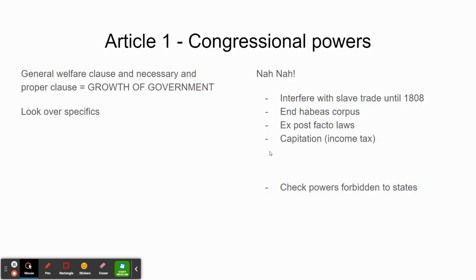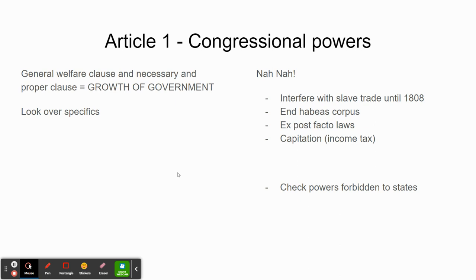Article 1, Congressional Powers. The General Welfare Clause and the Necessary and Proper Clause, that's what has made government grow to the size it is now. General welfare means the Congress has decided whatever they say is for the good of most people, they can make a law about. And the Necessary and Proper Clause says they can make whatever laws they need to enforce their decision that something is for the general welfare.